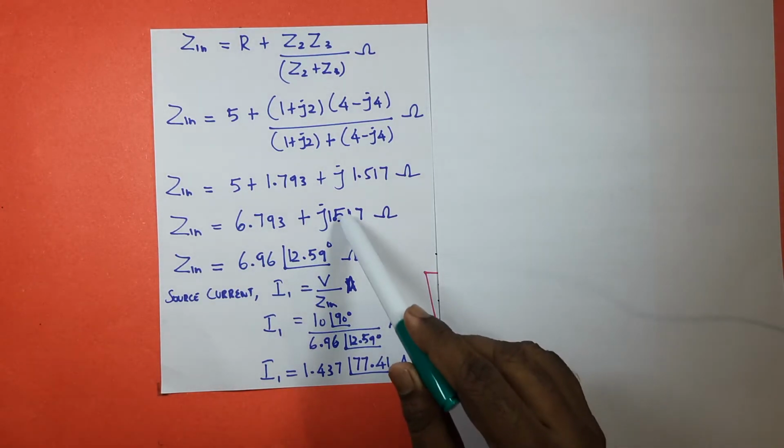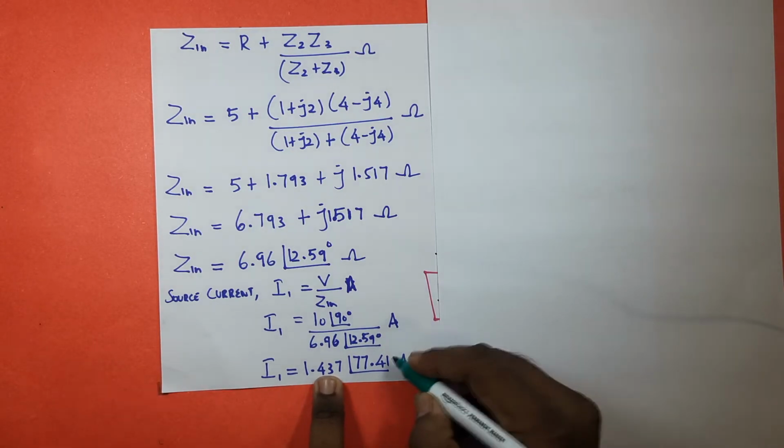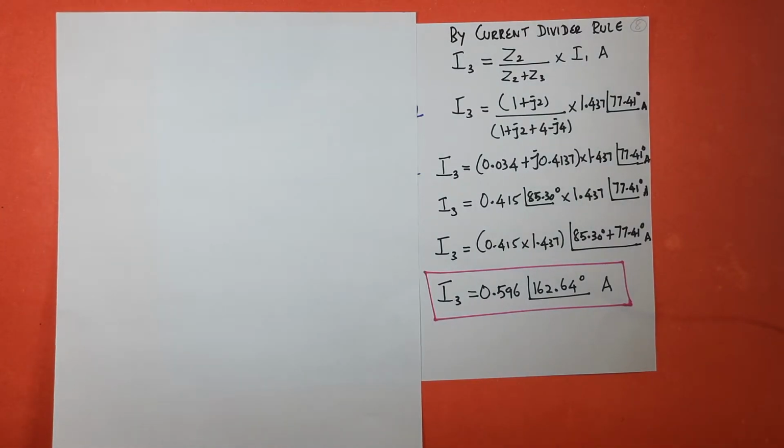So now convert this rectangular into polar. Zin equal to 6.96 angle 12.59 ohm. Now source current I1 equal to V divided by Zin in ampere. So we know what is V, we know what is Zin. So I1 we get 1.437 angle 77.41 degrees. Okay. So next we apply the current divider rule.